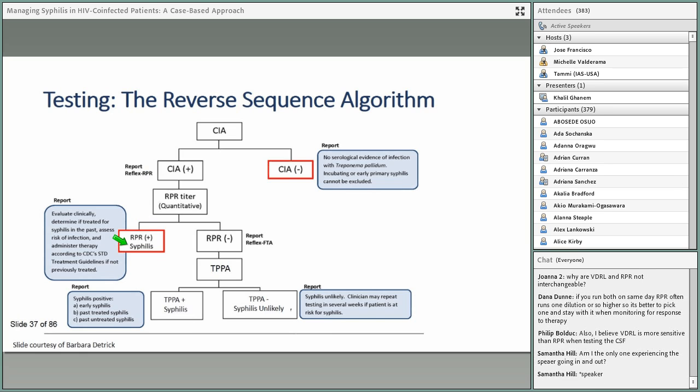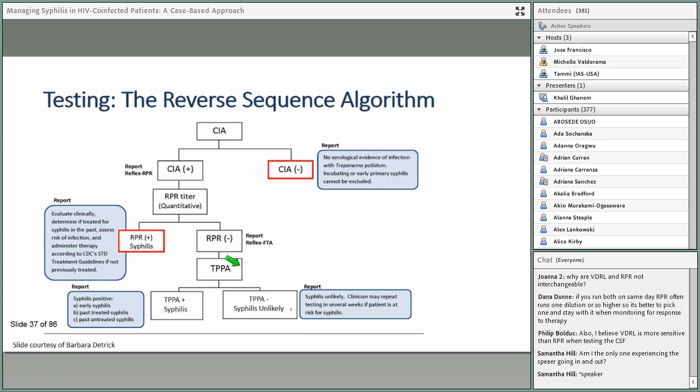In your case, it shouldn't matter which one is done because now you can interpret all of them. So if the lab starts with a treponemal test, and usually they'll start with either a CIA or an EIA. If the treponemal test is non-reactive, if it's negative, then the possibilities are either early syphilis or no syphilis. Those are the two main possibilities.